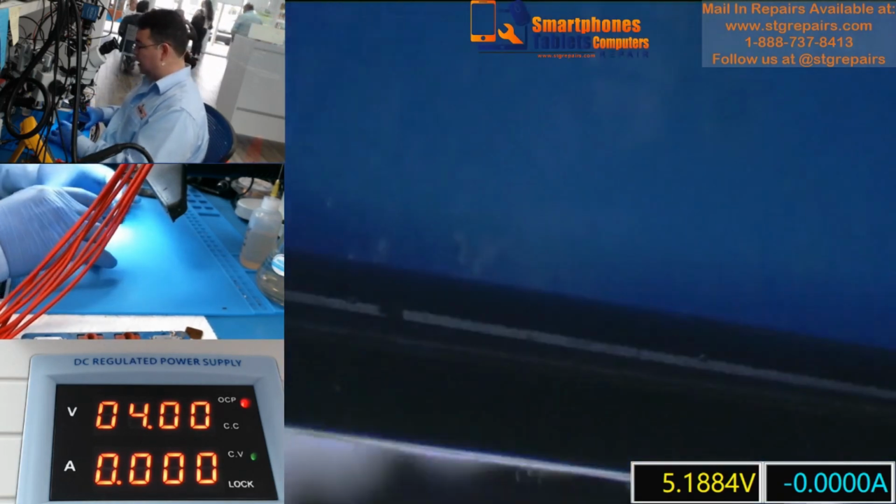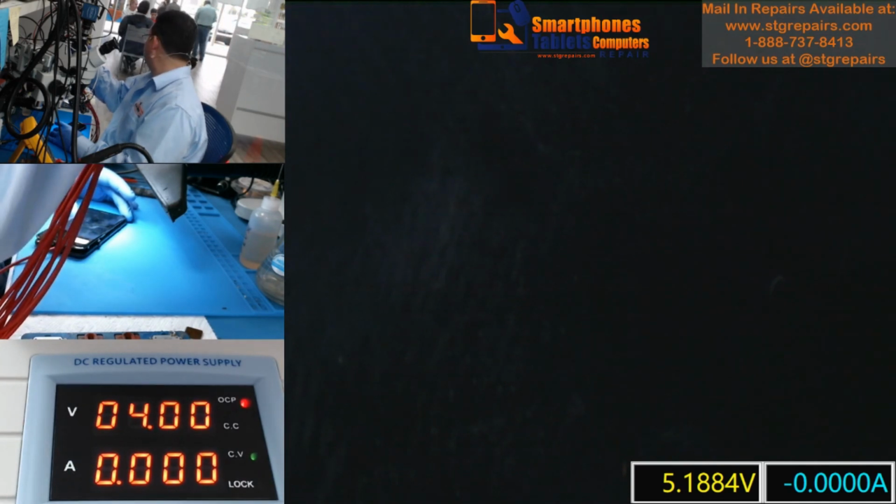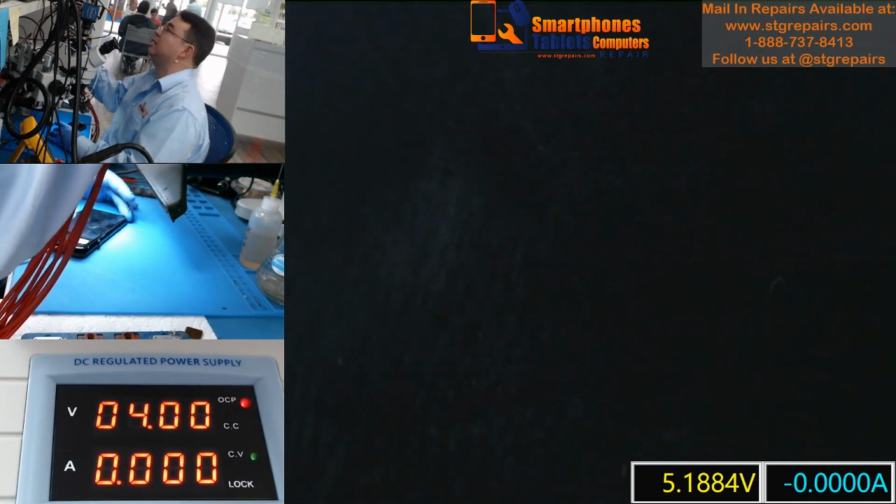I disconnect the home button. And now we are going to check the power supply. Okay, we're going to check the power supply now.